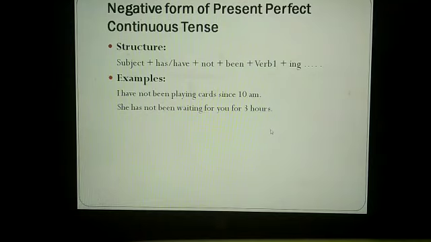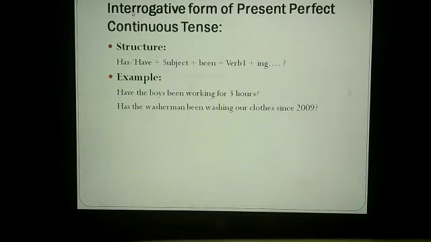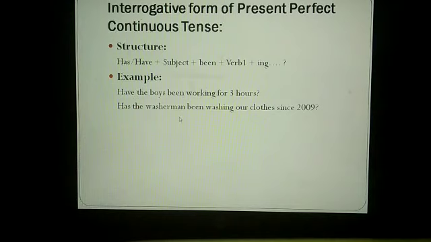Next, this is the last form of present perfect continuous, that is the interrogative form of present perfect continuous tense. What is the structure? Has, have plus subject plus been plus V1 plus ing and then object. Now I am telling you examples. Have the boys been working for 3 hours? Has the washerman been washing our clothes since 2009?